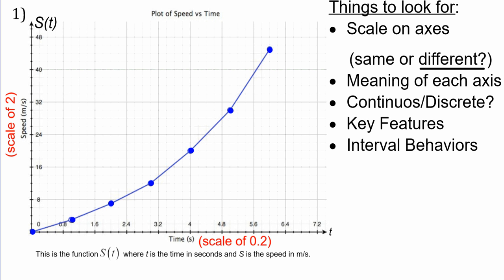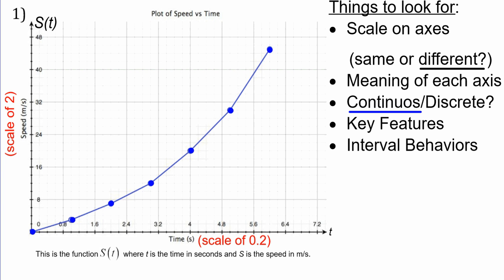So we said the inputs go by 0.2 and the outputs by 2. All right, then we also want to know the meaning of each axis. Our input is time in seconds. The output is the speed in meters per second. You also want to look to see, is your relation continuous or discrete? Continuous means you're using all the in-between values from point to point on your graph, while discrete represents using individual data values. If we look from left to right, we can see that we're continuous because all the in-between data values are used from point to point. That's going to be very helpful when we start writing interval behaviors, domain and range, and so on.